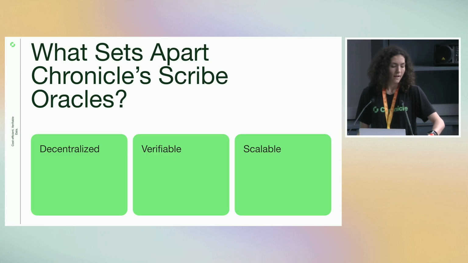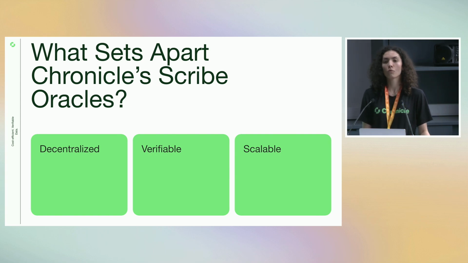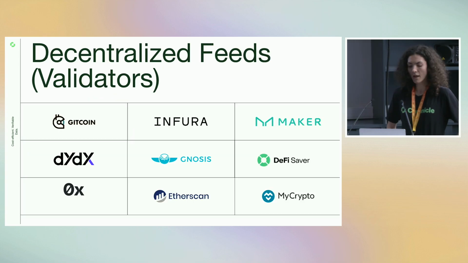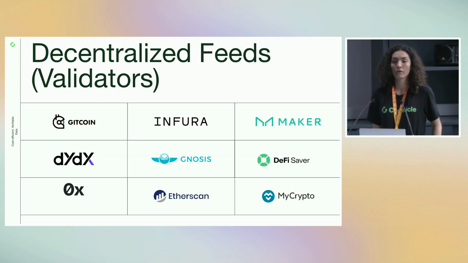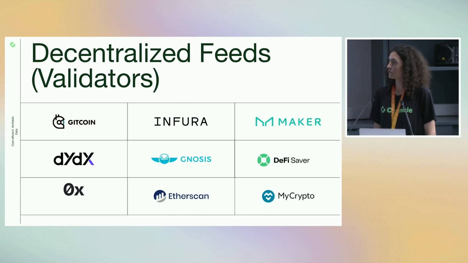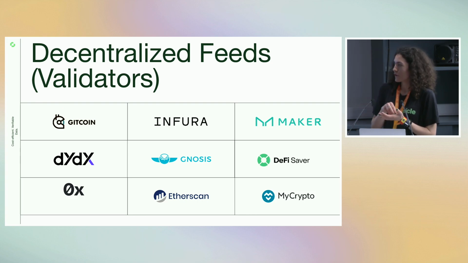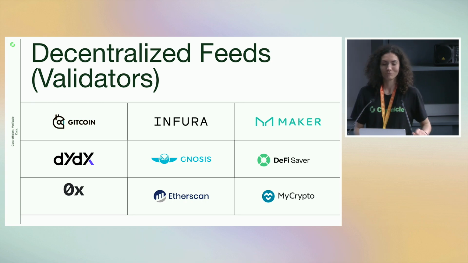Now, what sets us apart is that Chronicle offers decentralized, verifiable, and scalable oracles. And we're going to take this one by one and see exactly what I mean by this. First up, decentralized feeds. Feeds are also called validators, and as you can see, our validators are reputable players in the space, which means that they have a stake with their own reputation to make sure that the data they provide is accurate.